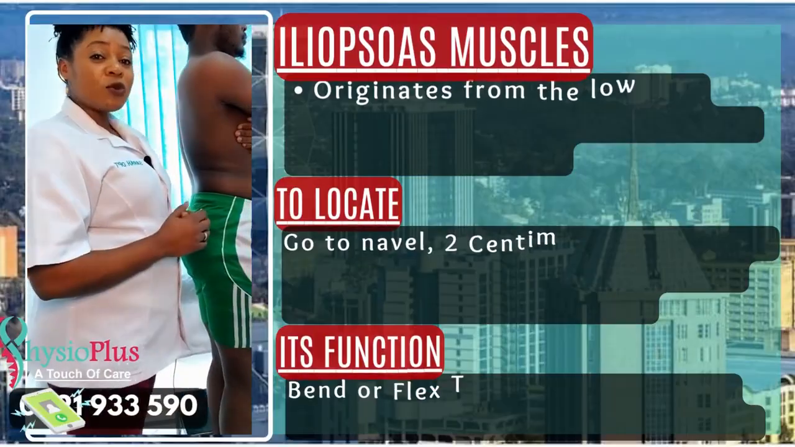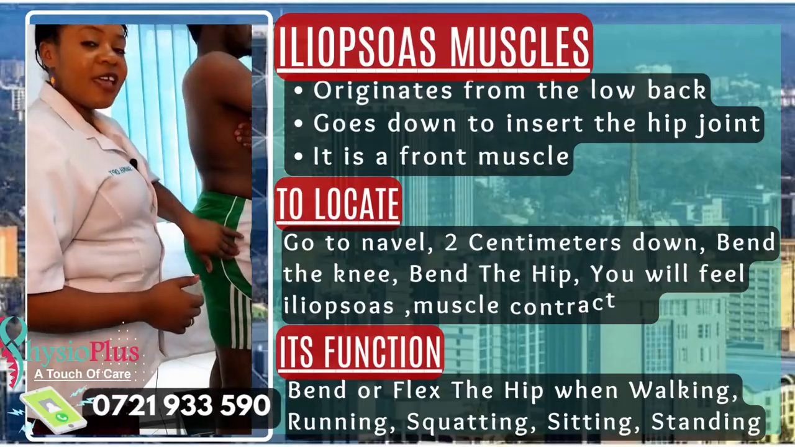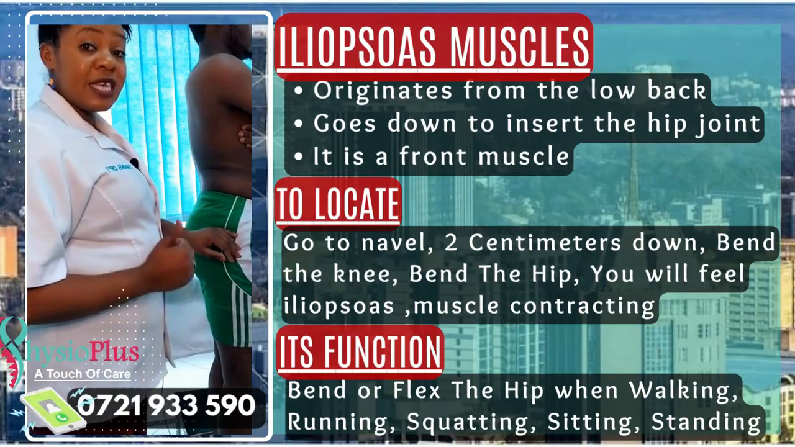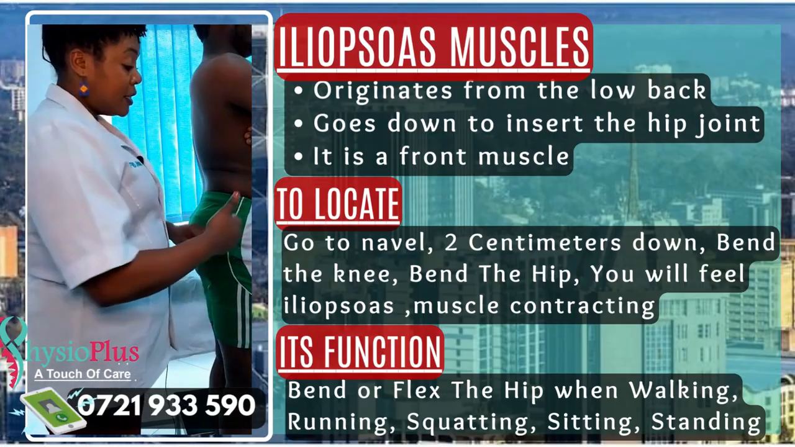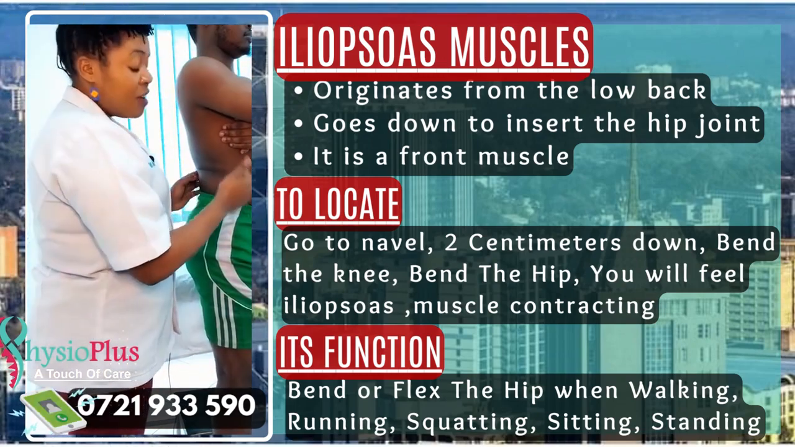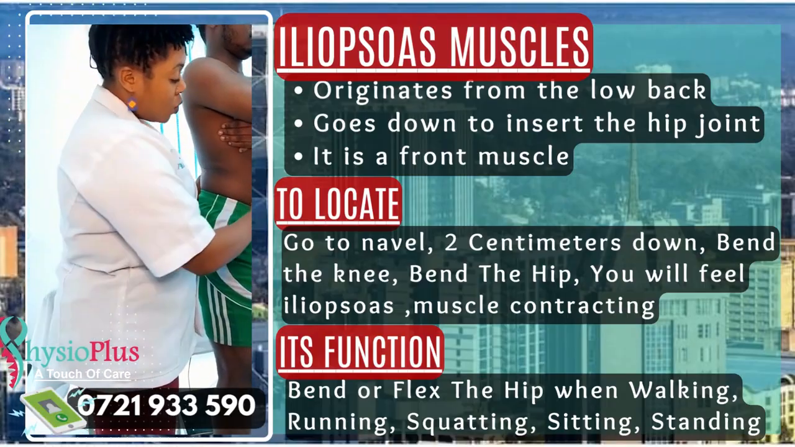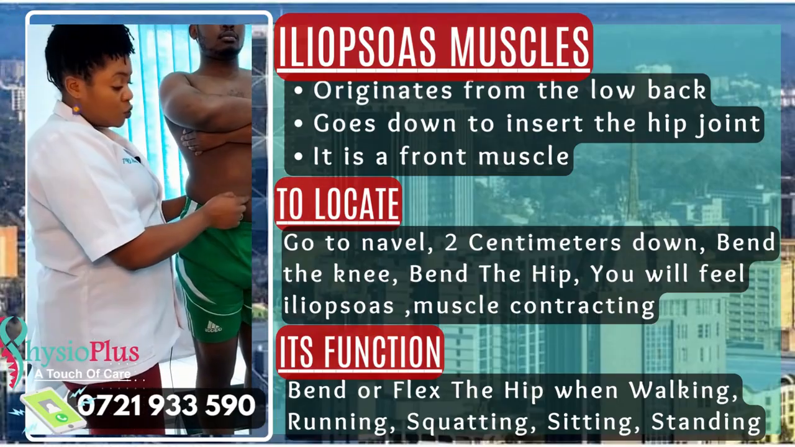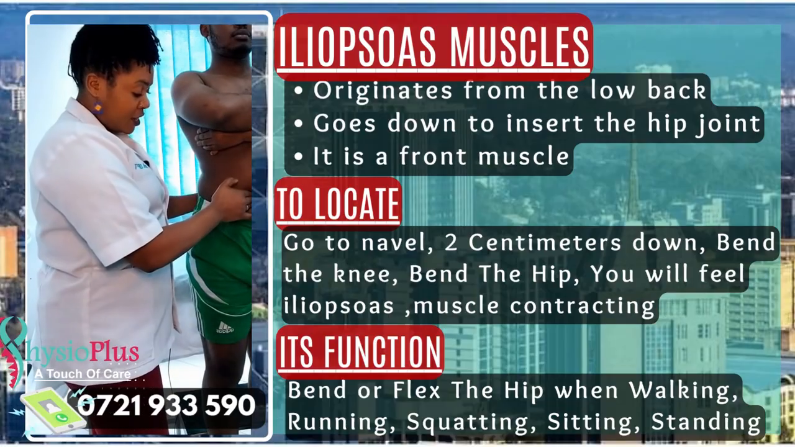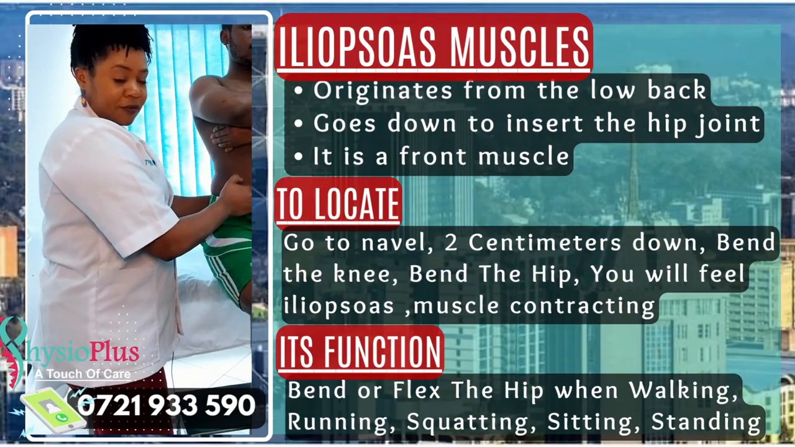Iliopsoas muscle originates from the lower back here and goes down to insert to the hip joint. It's usually a front muscle. Yes, it is a back muscle, but it's in between the tummy and the back. So if you want to locate or palpate the iliopsoas muscle, you go to the navel, 2 centimeters from there, just a little bit down, and you bend the knee, bend the hip, and you will feel it contracting.